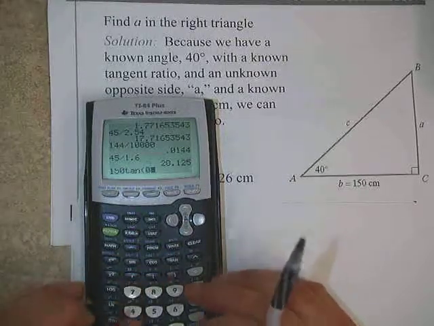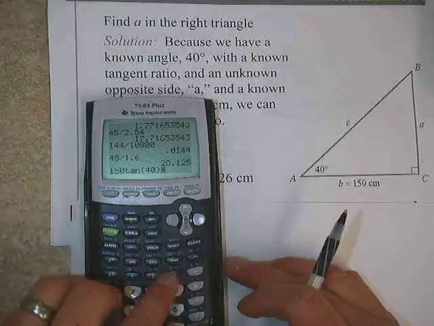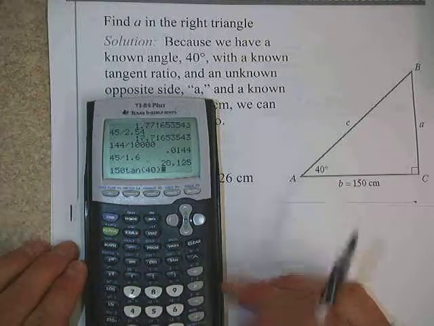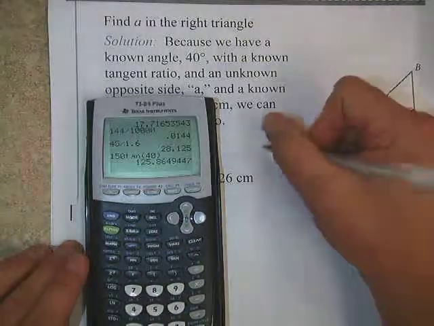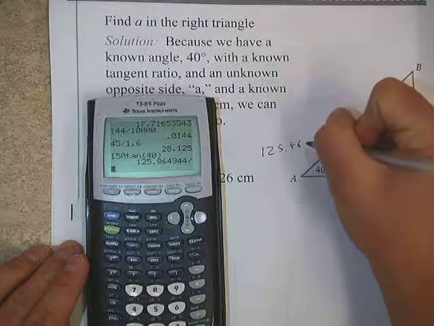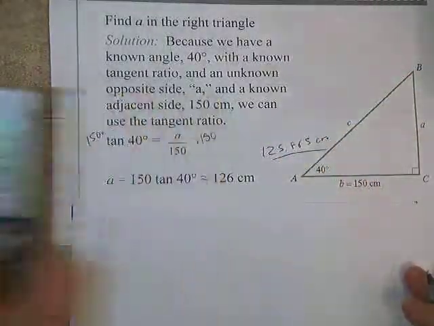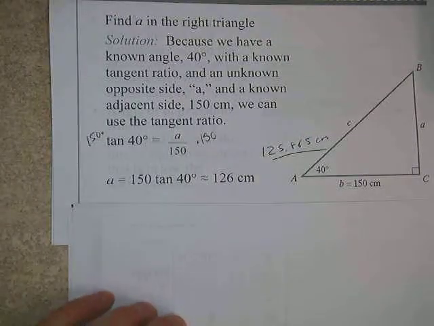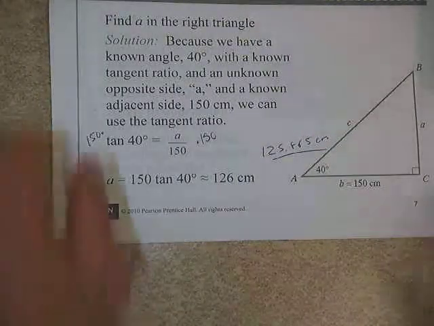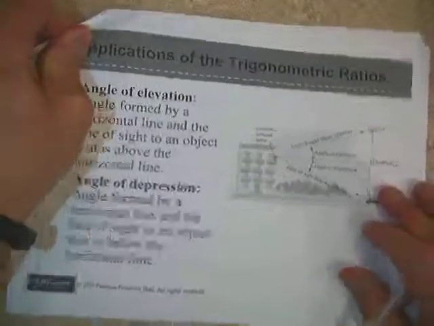And then if I go 150 times tangent of 40. Notice the tangent button is right here, so our sine and cosine right next to it. And if we do the math, we get 125.865 centimeters. So for our purposes, of course, we would give it as a more exact answer than 126, and that would do it.